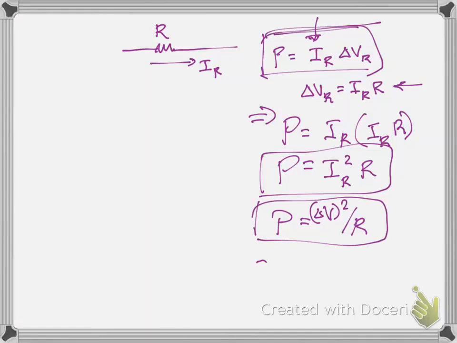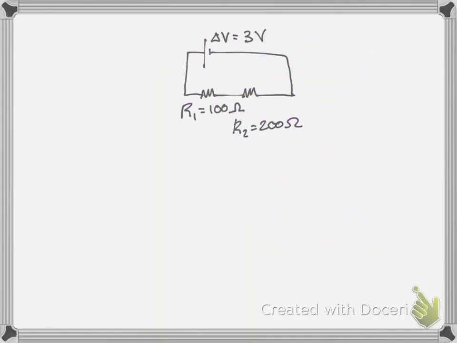Because it's just one equation, and then we can use Ohm's law to make substitutions to figure out the other two. So let's just do an example. Let's say that I have a 3-volt power supply hooked up to two resistors, 100 ohm and 200 ohm resistors, and ask, what is the power supplied by the power supply and what is the power used by each resistor?